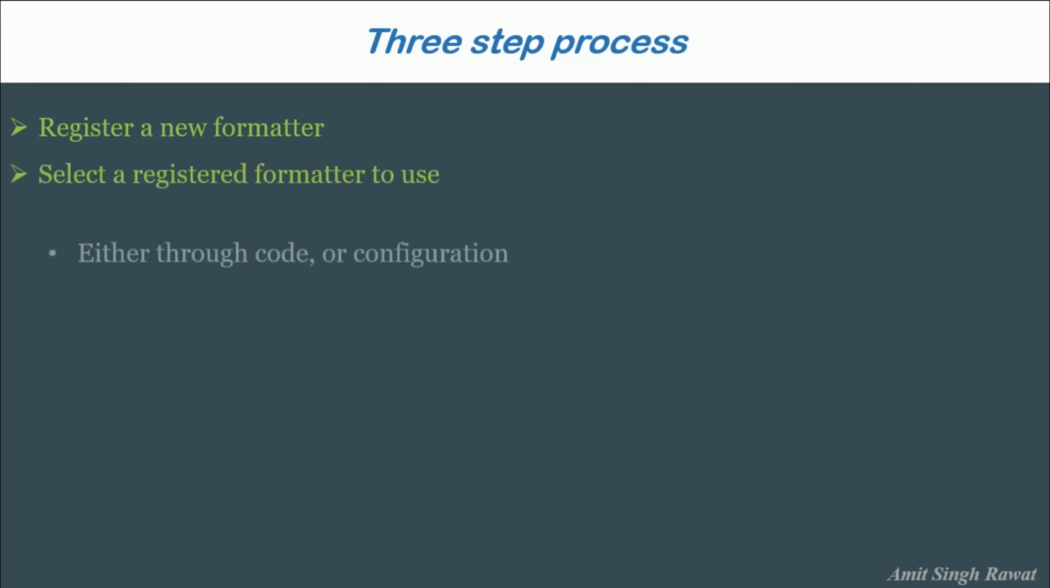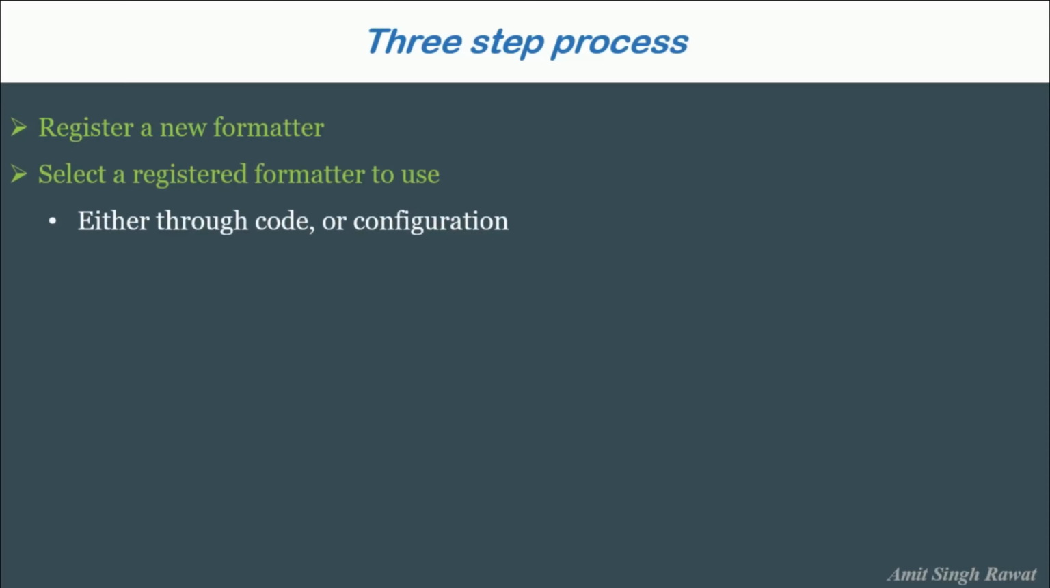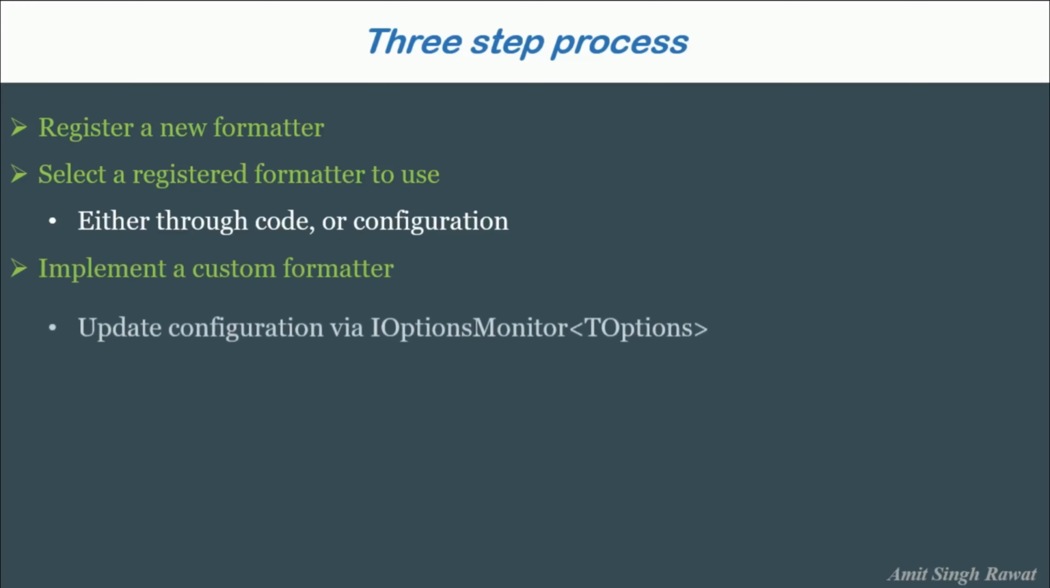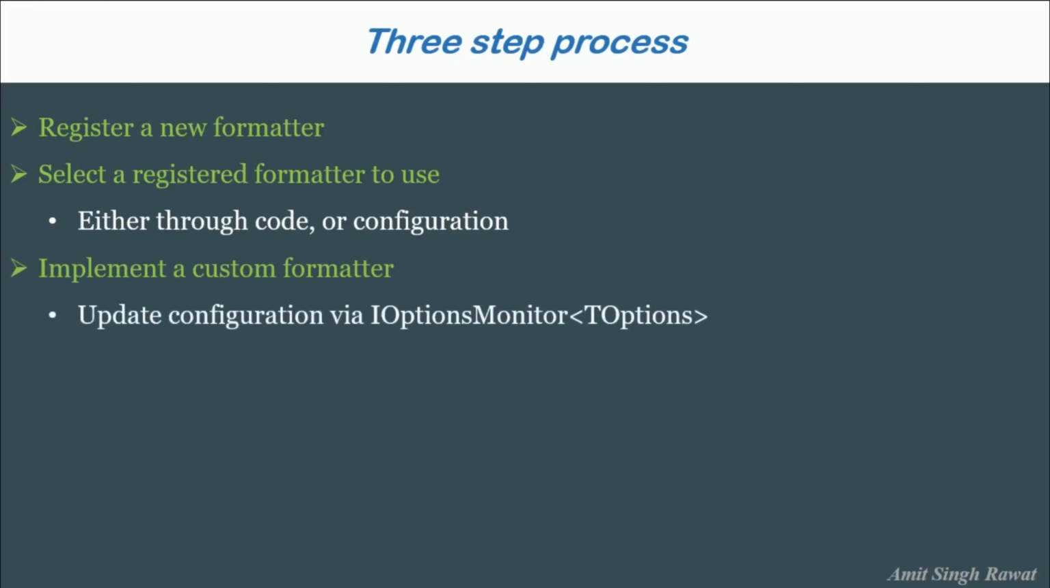Implementation is a three-step process in all cases. First, we need to register a new formatter. Then we have to select a registered formatter to use, either through code or configuration. And finally, we have to implement a custom formatter, where we can update configuration via IOptionsMonitor or enable custom color formatting.